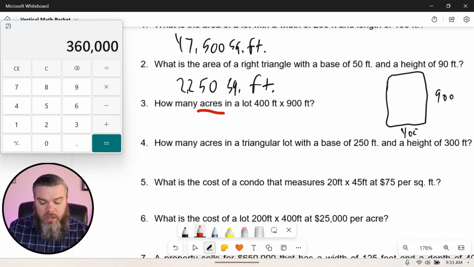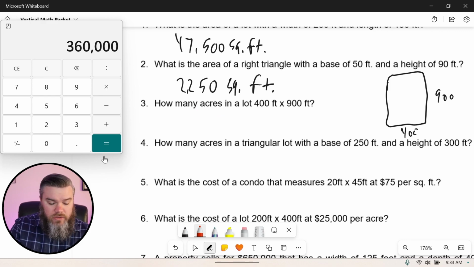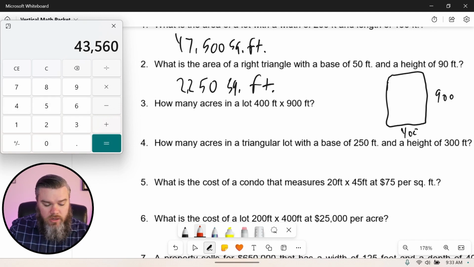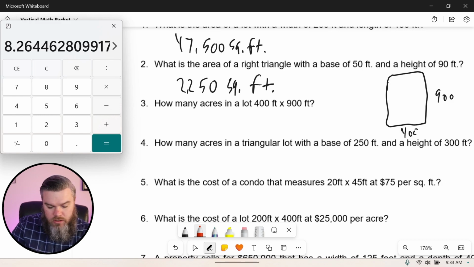The question is how many acres? Okay, how many acres? So this is where that magic number comes in. 4 old ladies driving 35 and a 60. 43,560. So take your 360,000 divided by 43,560 to see how many acres are in this. And so the answer is, oops, black pen again, 8.26 acres.